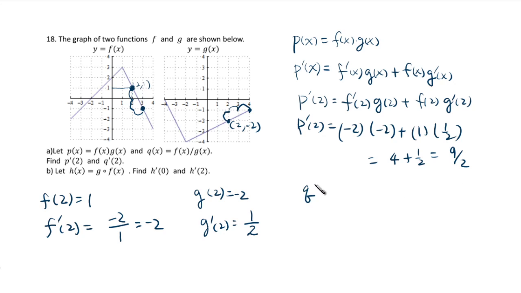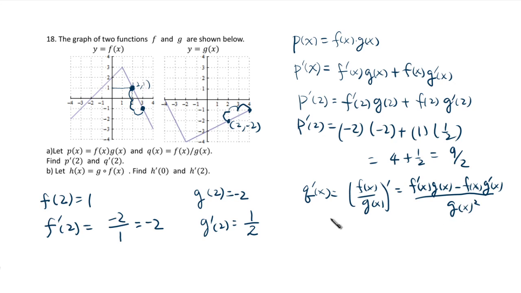Let's do the same thing for q of x. Q prime of x, because q of x is the quotient, so if you differentiate this, you get the quotient rule. Hopefully you remember the quotient rule. Okay, divided by g of x squared. Okay, and then you have q prime of 2 as f prime of 2 g of 2 minus f of 2 g prime of 2 over g of 2 squared. So what's that?